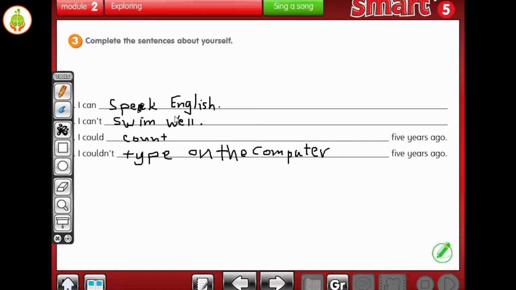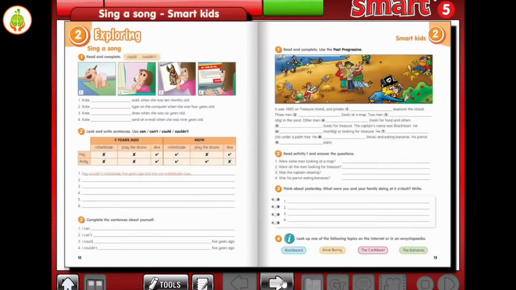Number 1, I can speak English now. I can't swim well. I could count 5 years ago. Count 1, 2, 3, 4. Okay? I could count 5 years ago. I couldn't type on the computer 5 years ago. Of course, it's totally up to you to write any sentences you like, but if you don't have ideas in your mind, you can use these ideas. All right? Thank you. So now let's go to the next page, which is page 13.